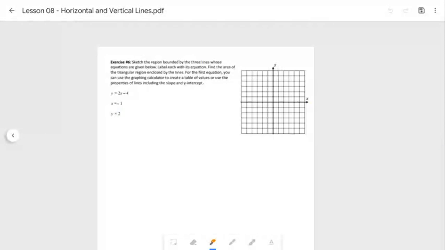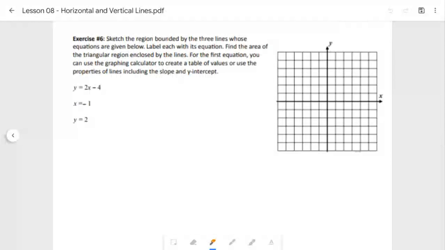Okay, last one. So in exercise number 6, we want to sketch the region bounded by 3 lines whose equations are given below. Label each with its equation. Find the area of the triangular region enclosed by the lines. For the first equation, you can use your graphing calculator to create a table of values or use the properties of lines, including the slope and the y-intercept.